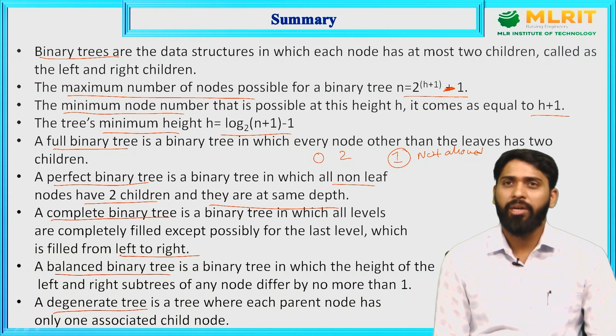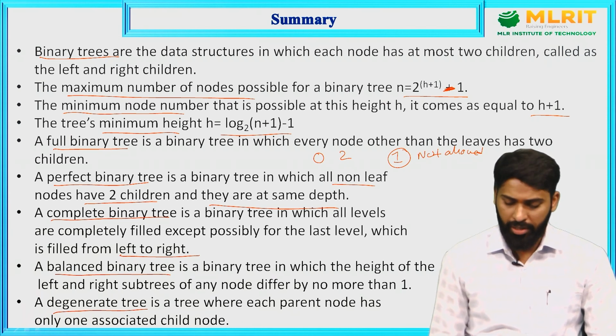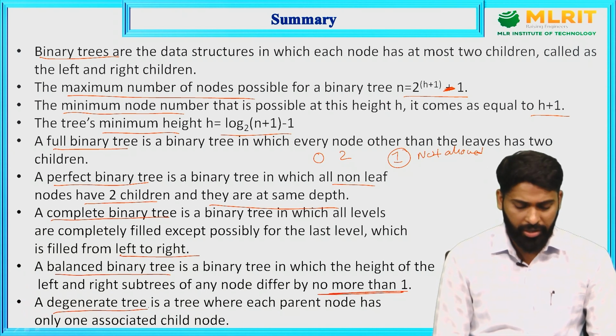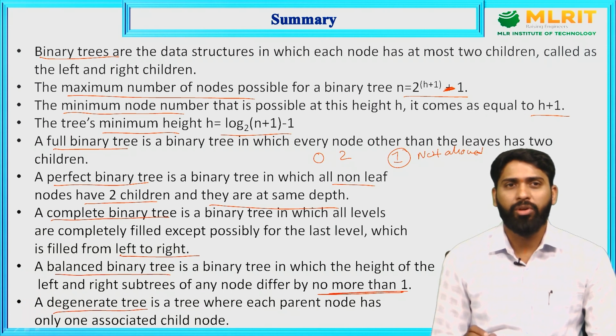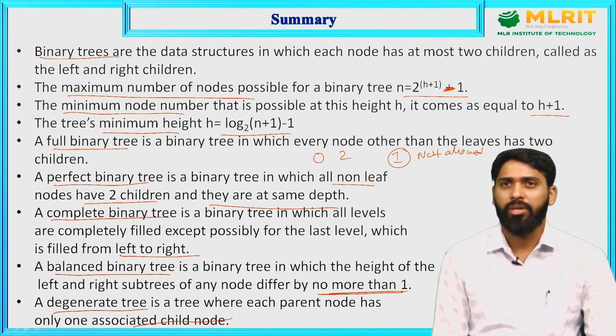A balanced binary tree means the heights of the left subtree and right subtree do not differ by more than 1. And a degenerate tree is a tree where each parent node has only one associated child node. Okay. I hope you all understand what a binary tree is and the different types of binary trees we have in data structures.